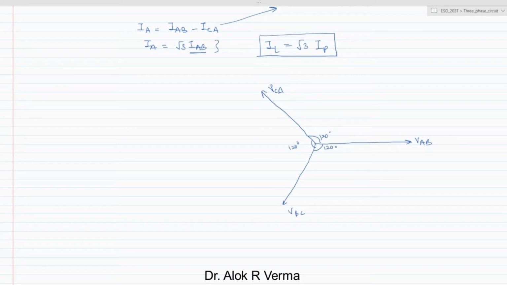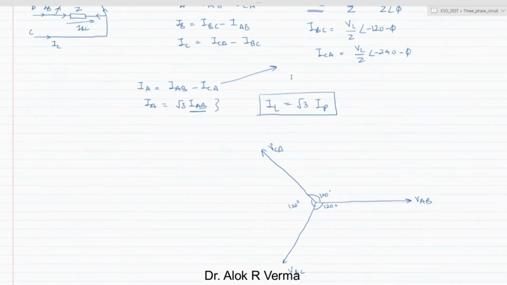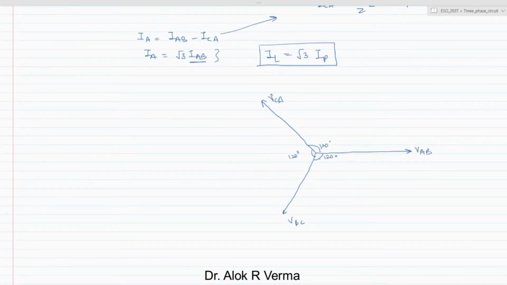So now if we want to calculate IAB, the phase current, here you can see IAB is nothing but VAB by Z. Here you see, VAB by Z.